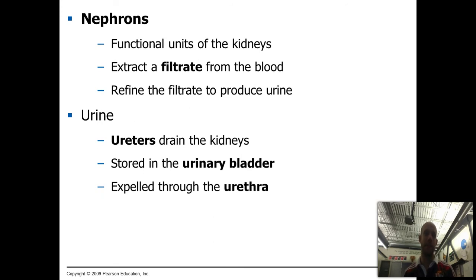And this is done through nephrons. These are tiny tubes, the functional units within the kidneys. They remove filtrate from the blood and then they refine the filtrate to produce urine. We have selective reabsorption back into the blood of the things that we need to keep. The urine, ureters drain the kidneys, they go down into the bladder, and then they go out through the urethra.